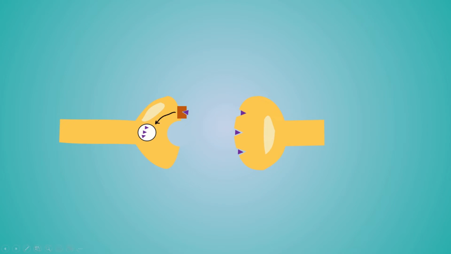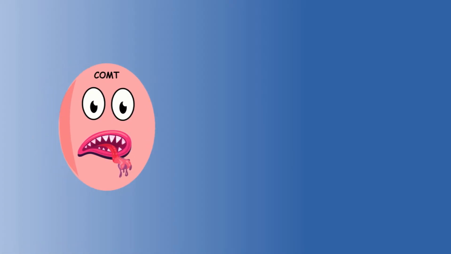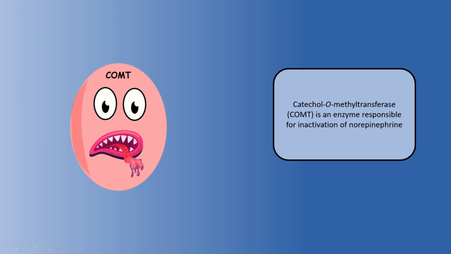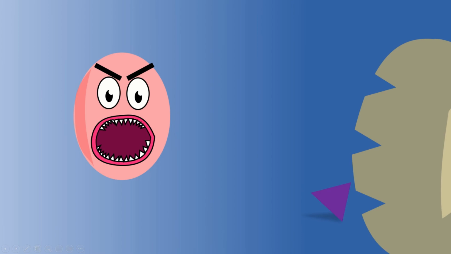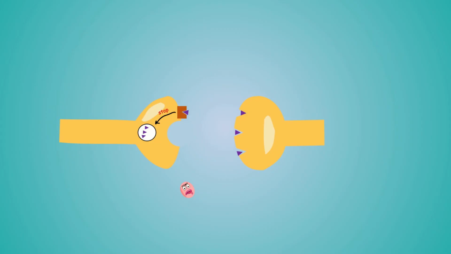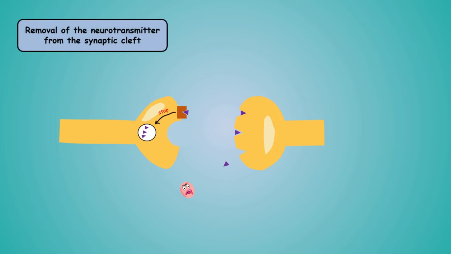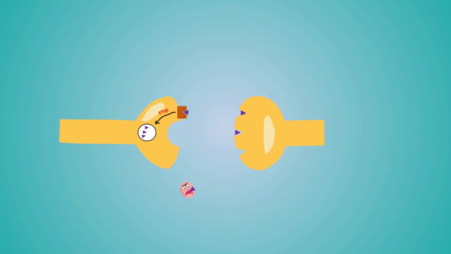Catechol-O-methyltransferase is an enzyme responsible for inactivation of norepinephrine. Removal of norepinephrine: norepinephrine may either diffuse out of the synaptic space and enter the systemic circulation, or be metabolized to inactive metabolites by catechol-O-methyltransferase in the synaptic space, or undergo reuptake back into the neuron. The reuptake by the neuronal membrane involves a sodium chloride-dependent norepinephrine transporter.